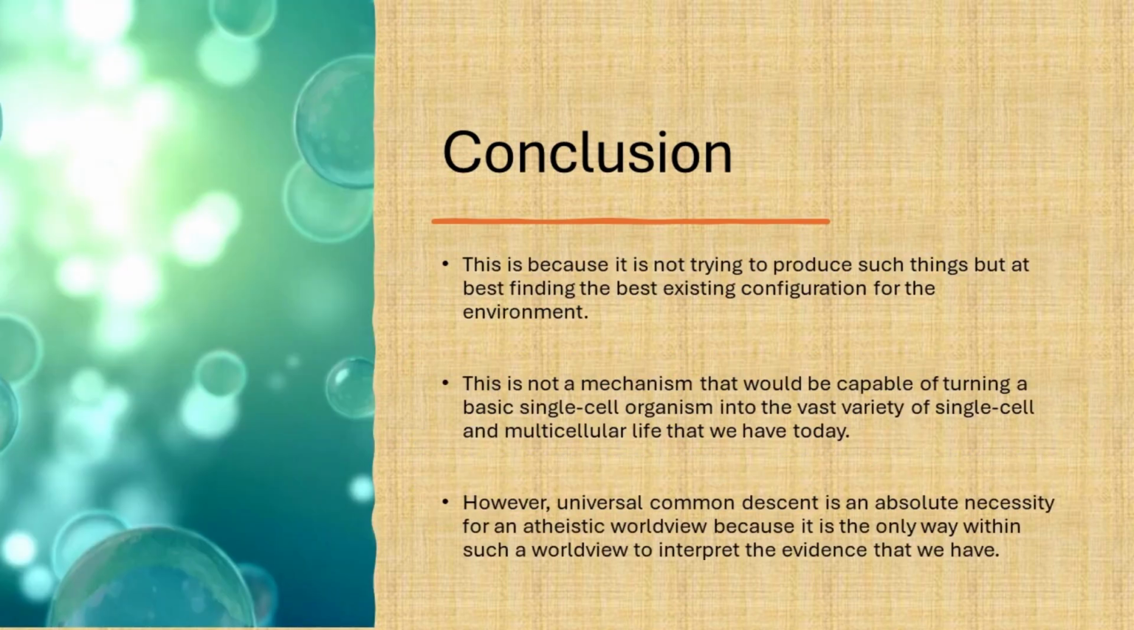This is because it is not trying to produce such things, but at best finding the best existing configuration for the environment. This is not a mechanism that would be capable of turning a basic single-celled organism into the vast variety of single-cell and multicellular life that we have today. However, universal common descent is an absolute necessity for an atheistic worldview because it is the only way within such a worldview to interpret the evidence that we have.